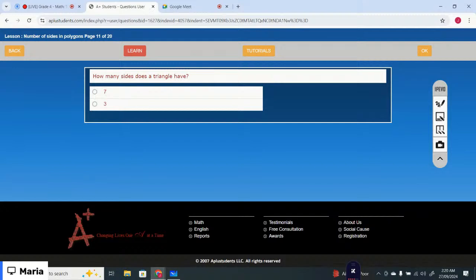How many sides does a triangle have? So which is the correct option? The correct option is three sides. A triangle has three sides. Option number two is the correct option.